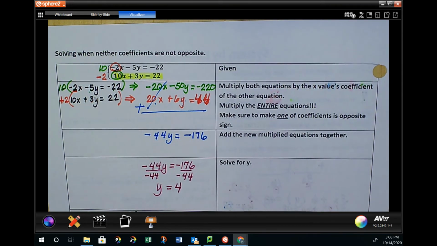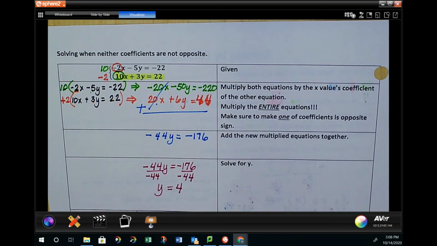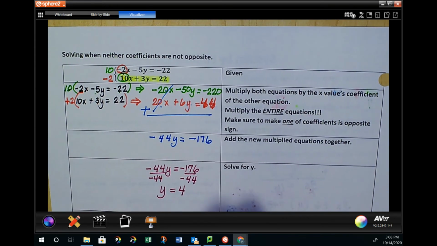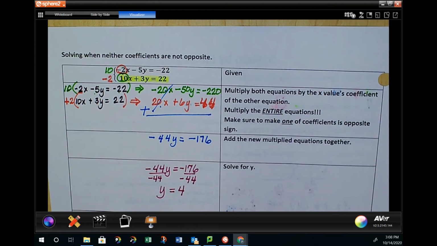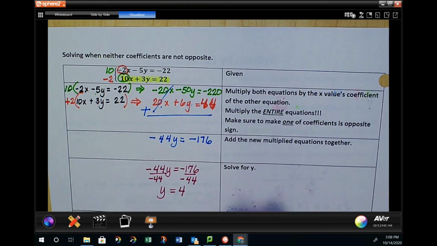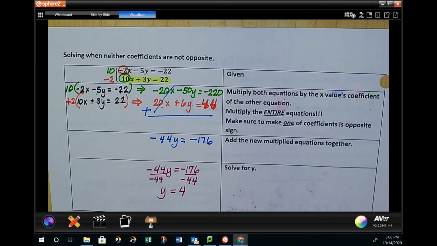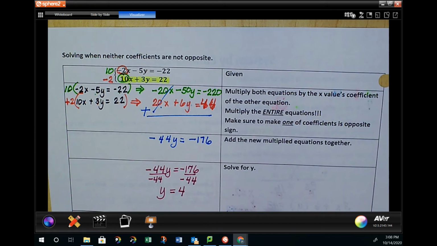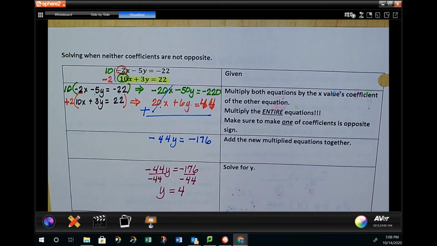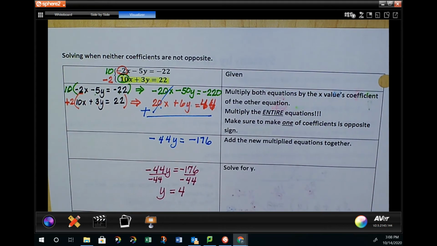So I'm going to subtract 12. Now I have 10x is equal to 22 minus 12, since the 12 minus 12 cancels out. 22 minus 12 gives me 10. Then divide by 10, so x is equal to 1. So again, my answer is 1 comma 4. 1 comma 4, and now you've got systems.